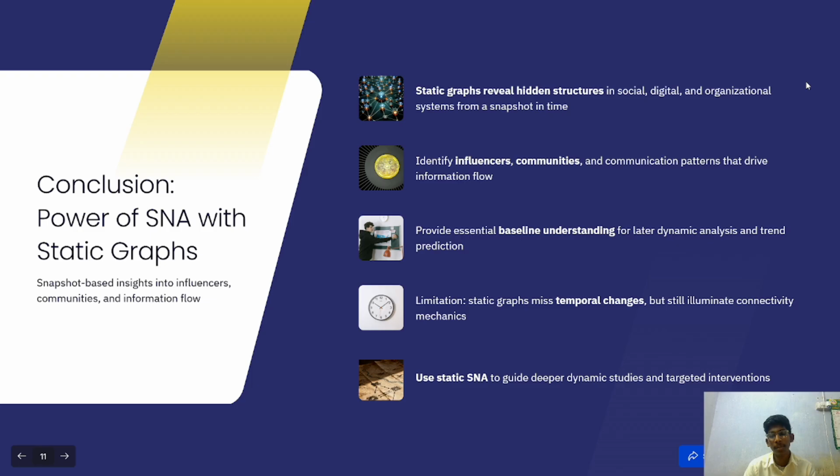Static SNA gives a baseline understanding. This is useful before studying dynamic changes or predicting trends. One limitation is that static graphs do not show changes over time, but they still reveal how nodes are connected. So even with the limitation, static SNA is very useful for starting deeper analysis and planning interventions.